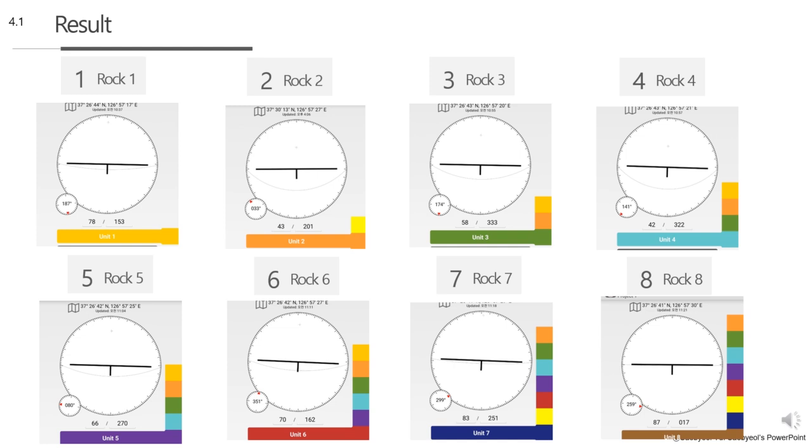This table summarizes measurements for 8 rock samples, including strike, dip, plunge, and pitch. These values reveal structural patterns and variations critical for stability analysis.